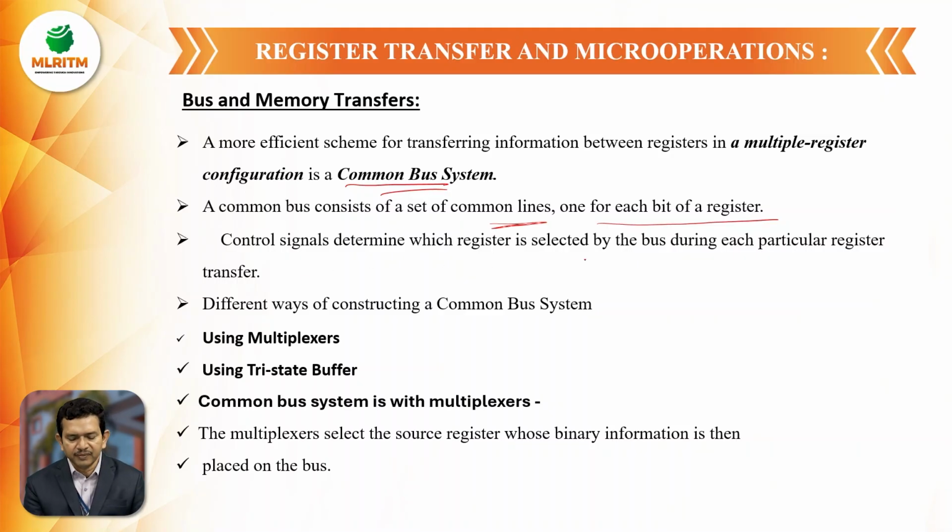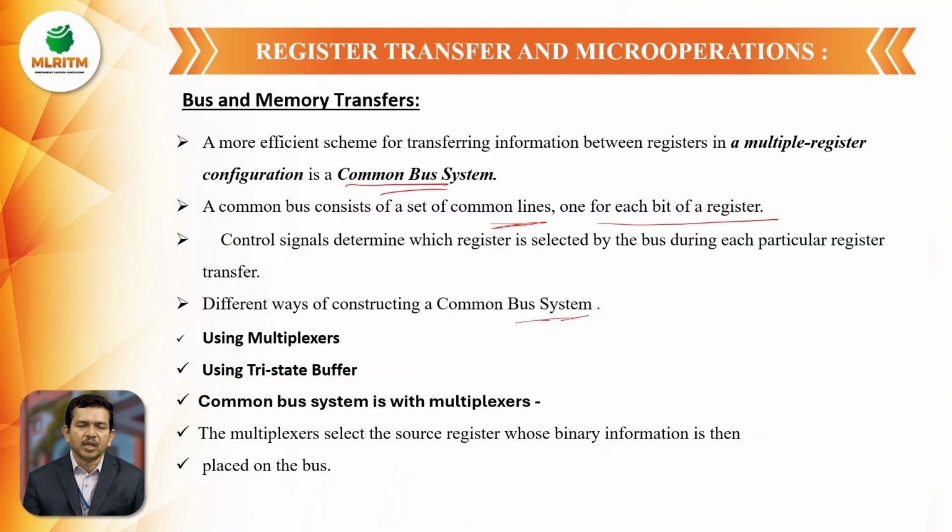Control signals determine which register is selected by the bus. Because all the registers cannot be selected at a time, we put a control signal, which is on and off, that makes a connection or signals that register 1 is waiting for the transfer of information, or register 2 is waiting to transfer the bits from one register to another register. There are different ways of constructing the common bus.